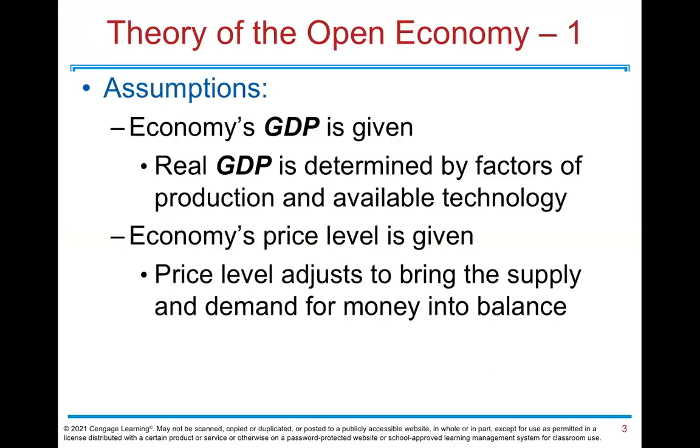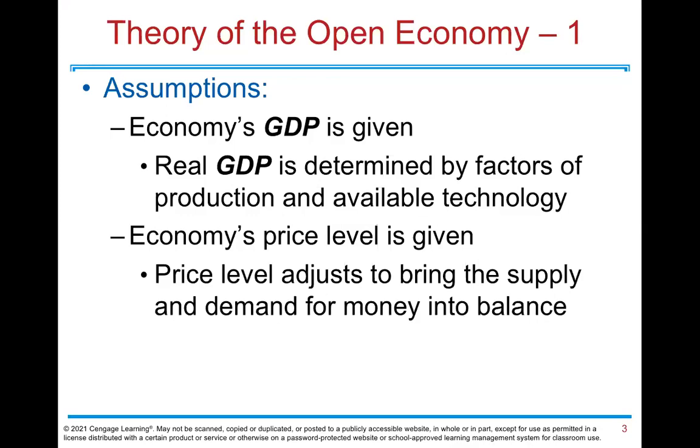So let's start by saying that an economy's real GDP is given exogenously, meaning that it's not determined day to day. It's determined by the factors of production available: the type of technology, the type of human capital, and the type of physical capital available in the economy. That determines the real GDP.